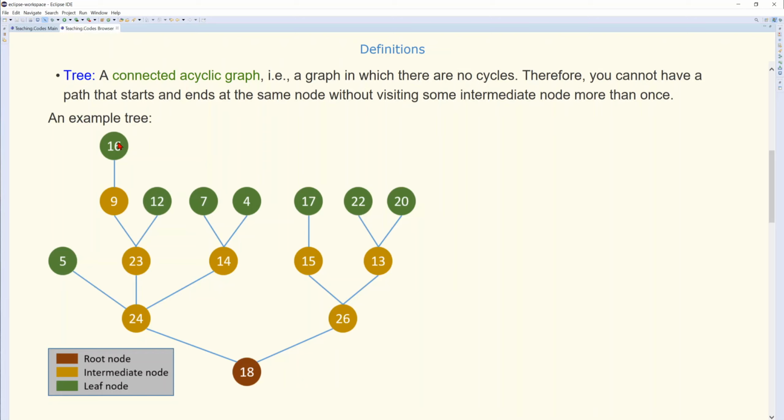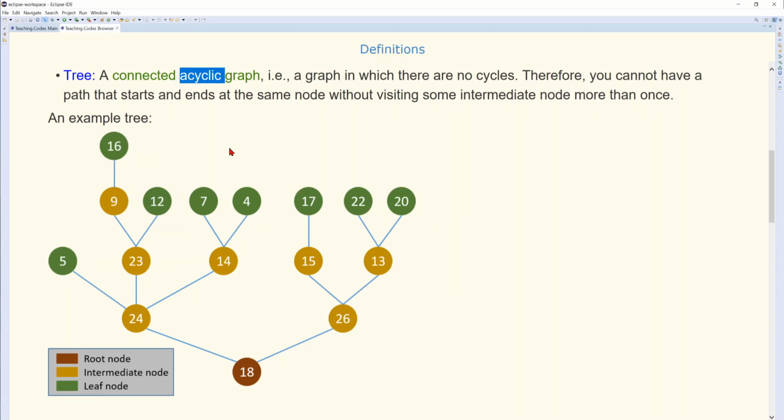Connected means between any two nodes in this tree, there is always a path. You might have to jump over several nodes, but there is always a way to go from any node to any other node in this graph. Therefore, this graph is connected. If you find any node that is not connected to some other nodes, not necessarily to all, but to some other nodes, then it would be a disconnected graph. That's not the case here. And the term acyclic means there are no cycles in this graph.